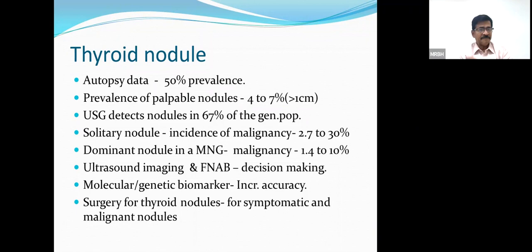Ultrasound and FNAB are important investigations which can help us in decision making for management of these nodules. However, addition of molecular and genetic biomarkers has increased accuracy in managing these patients. And surgery is indicated for symptomatic and malignant nodules.